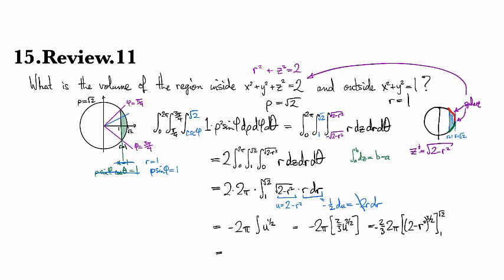And so we have minus 4 pi over 3 times, and then substituting in, I'm going to get 0 minus 1. So I end up with 4/3 pi. Nice.